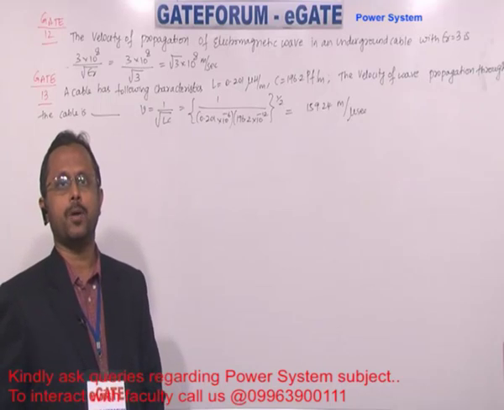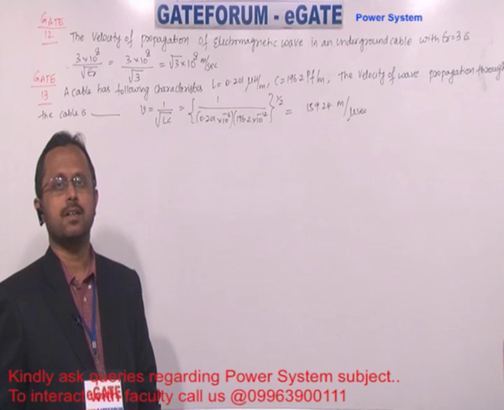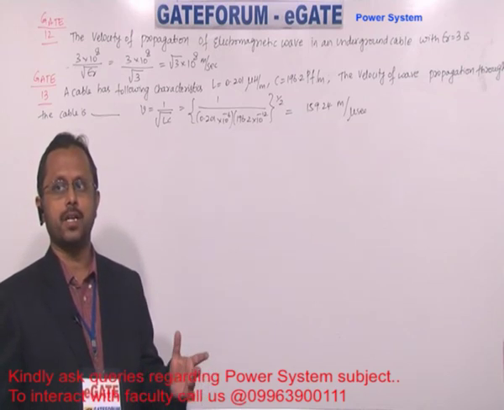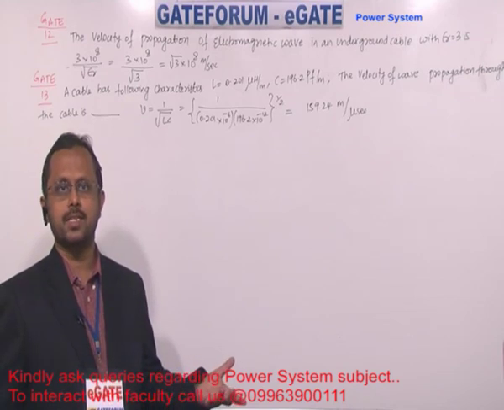Next question is by Anupam. How is dq equal to C into V dx? See, q is written as CV. For a very small section, dq is C into V dx.